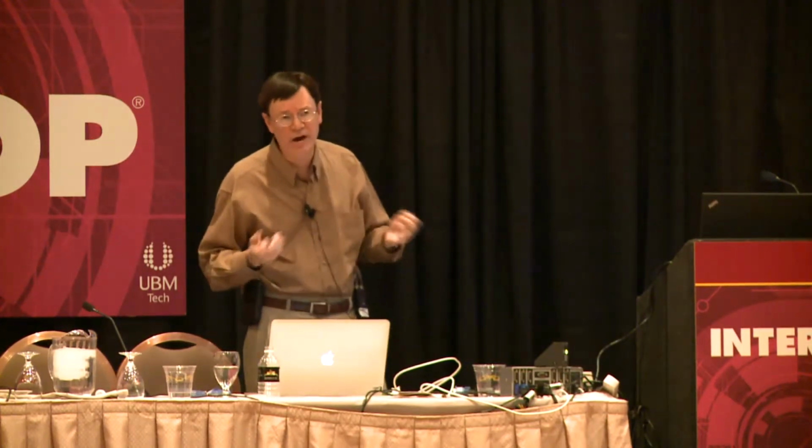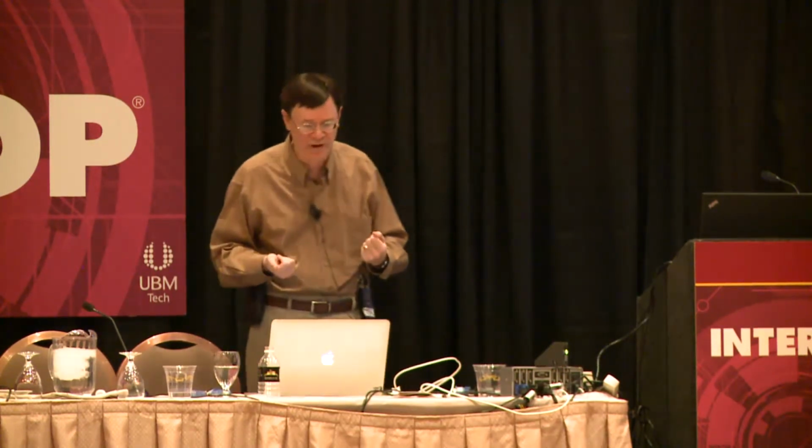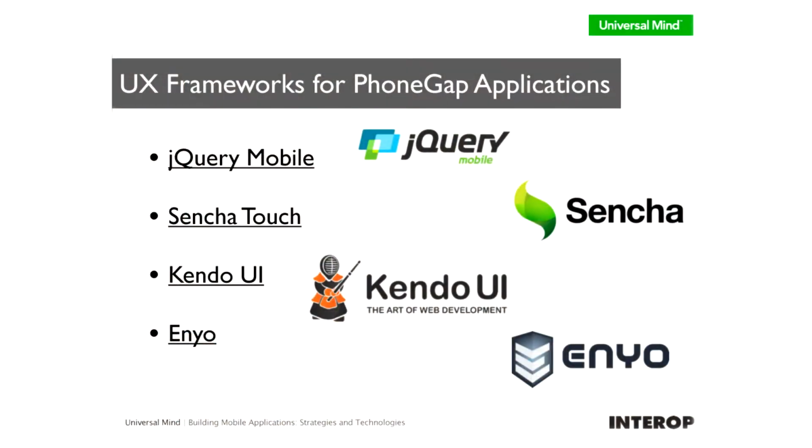Now, before I talked about the fact that PhoneGap wasn't a complete solution because it didn't help you with the user interface portion of your application. And that's where these UX frameworks come into play. The demonstration I showed you earlier, the tip calculator that was running in PhoneGap, you could see it was a different UI than what I had for the native code. And that UI was done in jQuery Mobile, right? So that's the first item on the list.